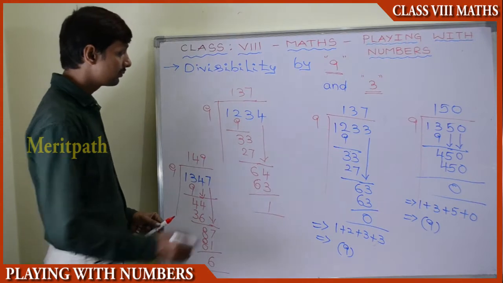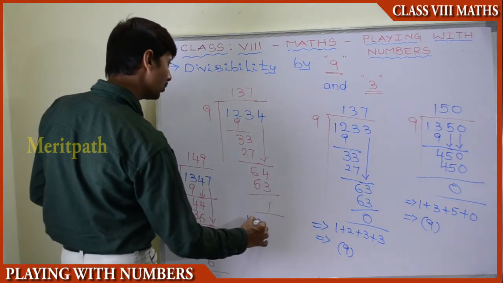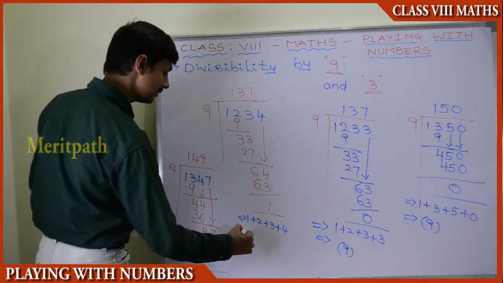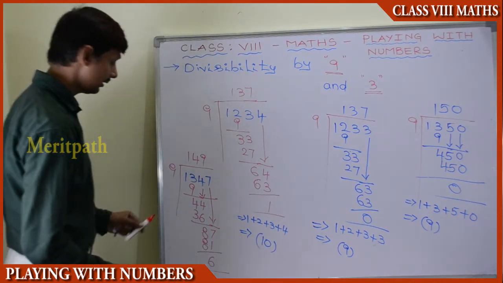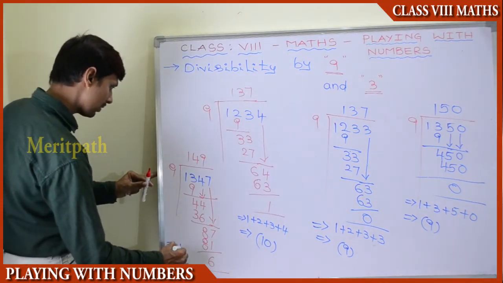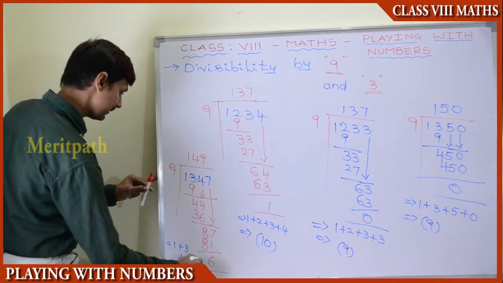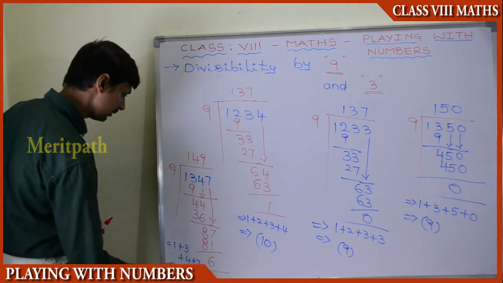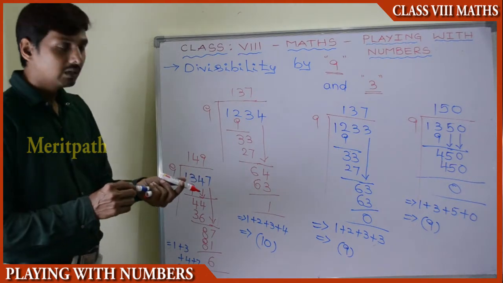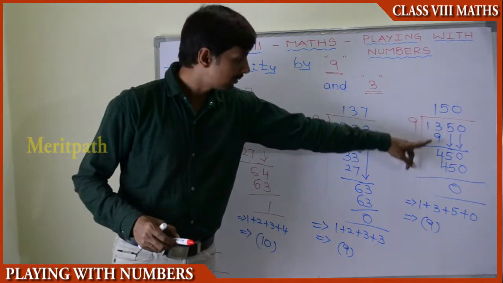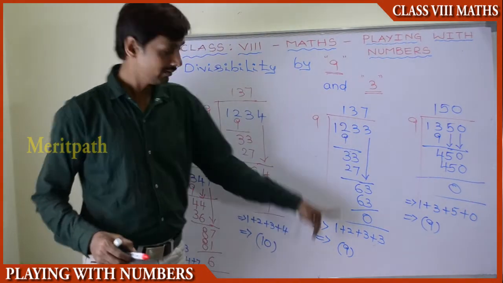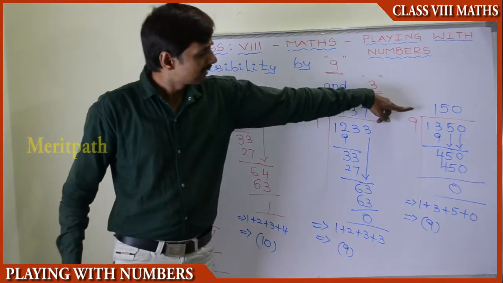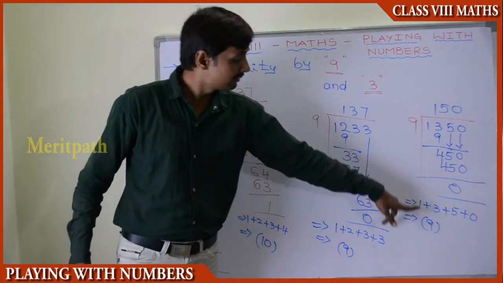So the result is 9. In this case, let's observe, 1 plus 2 plus 3 plus 4, then we get 4, 3, 7, 7 to 9, and 10. 10 is the result. And in the last case, 1 plus 3 plus 4 plus 7, so 7 plus 3 is 10, 10 and 5 is 15. We get 15 here. So after adding all the digits of a number, we got 9 here, in this case 10, and in the other case 15.